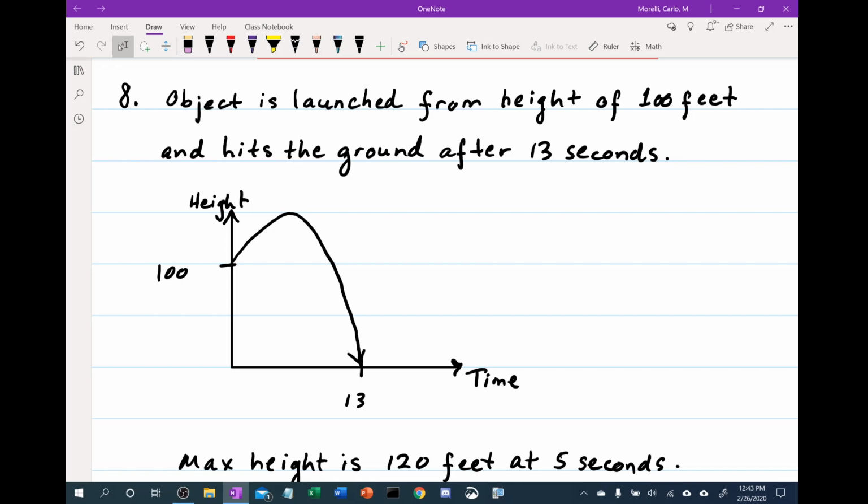An object is launched from a height of 100 feet, and it hits the ground after 13 seconds. Okay. It helps to imagine this, so you can see what projectile motion looks like. Ready? This is the object. It's 100 feet up in the air. Now watch. It goes up a little bit, and then it comes down, right? Goes up, goes down. So notice this. The launch point is not the highest point that this thing gets to. See? It goes a lot higher than where I let go of it.